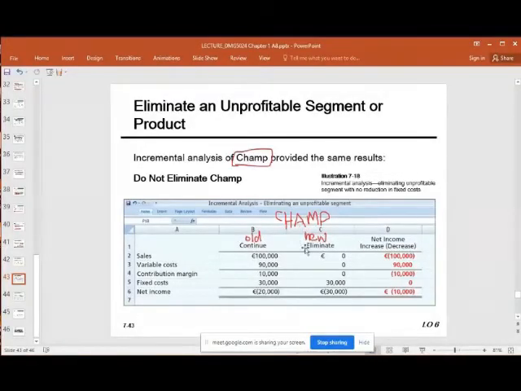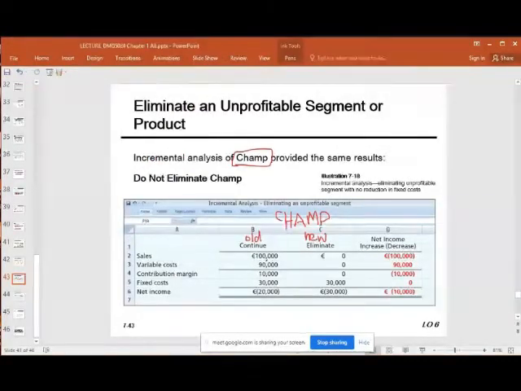So if your new decision is to eliminate CHAM, remember just now that 30,000 must be absorbed by Master and Pro. So this 30,000 cannot be eliminated. That's why you have a 30,000 here. So in the end, negative 30,000.